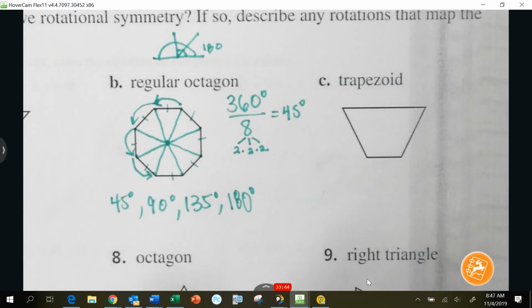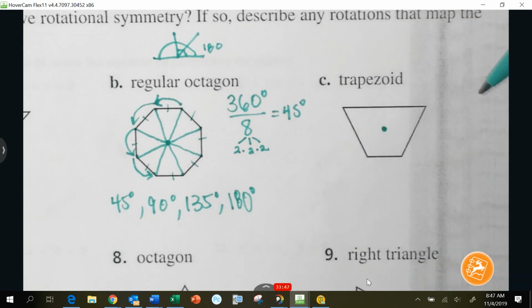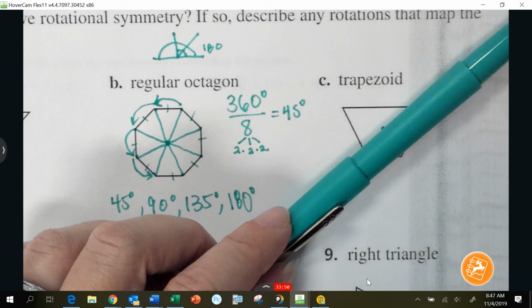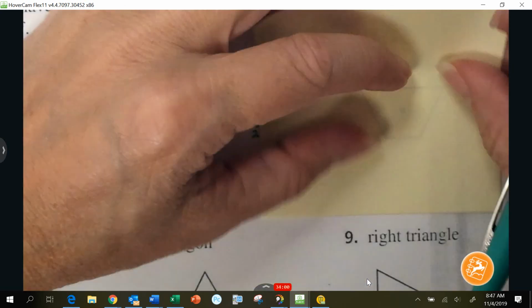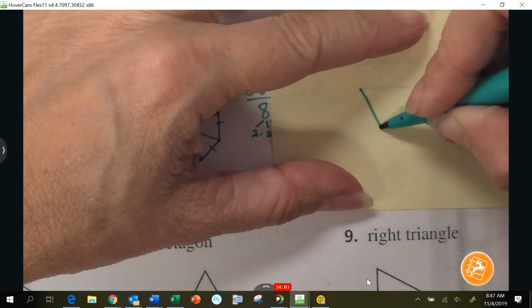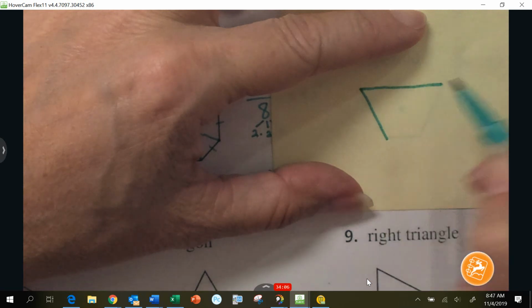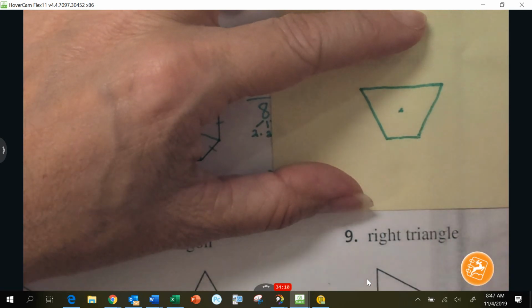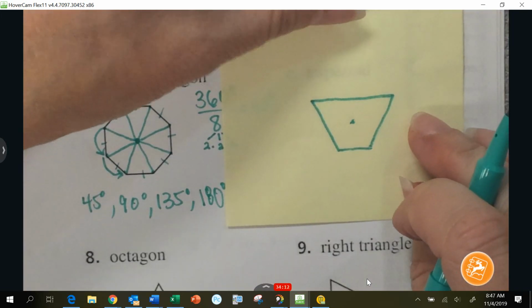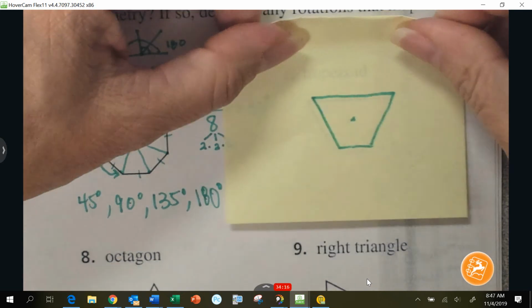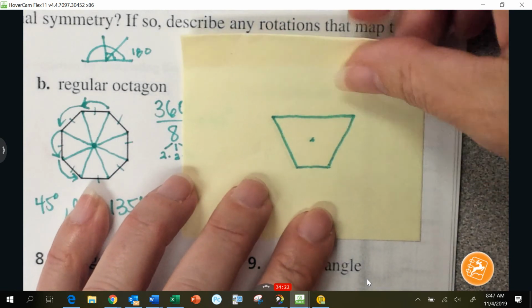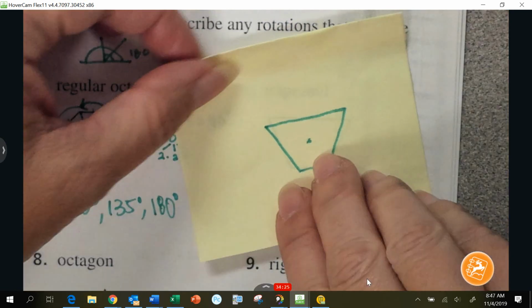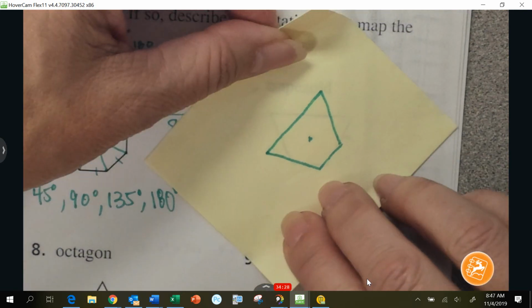Trapezoid. Here's the center. If I rotate this trapezoid, how much do I need to rotate it before it matches up with itself again? Okay, so if I rotated this, you can see, oh, and I gotta fold away this sticky part. You can see underneath it, okay? All right, so if I rotated this, try to keep it on the center. Tell me when it matches up with itself again.